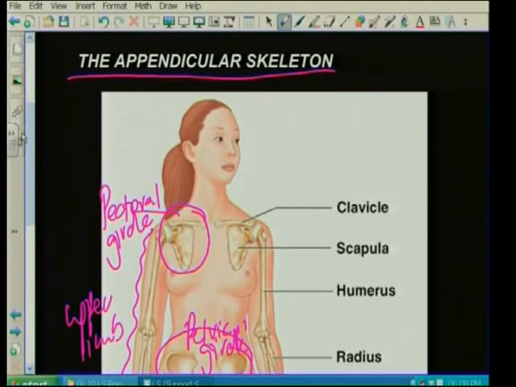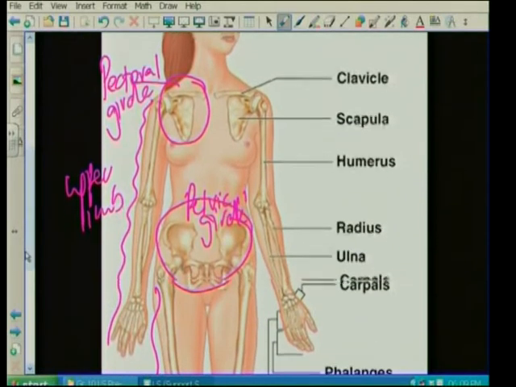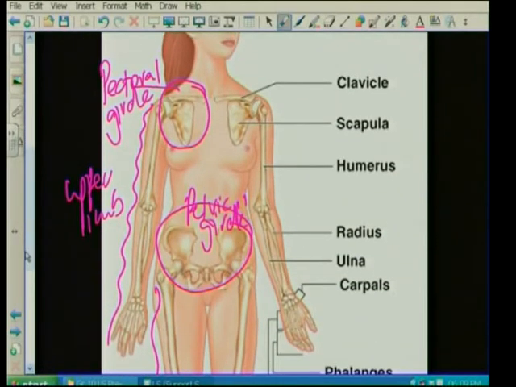Let's look at the first part, the upper limbs and the pectoral girdle. The pectoral girdle is made up of the scapula or the shoulder blade and the clavicle. A bone going across there, a flat bone going there. This one here, a triangular flat bone bigger than the clavicle.